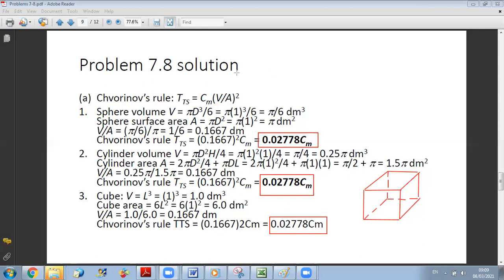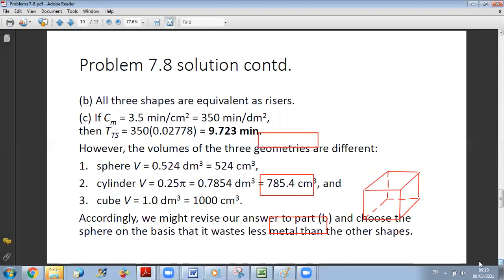Okay, so here what we can do if we compare the volumes, you have for the sphere it's pi over 6. Okay, for the cylinder it's pi over 4, and for the cube it's 1. So of course the smallest volume is for the sphere. Okay, so we will select here the sphere because you have the same solidification time, but you have the lowest volume for the sphere. So first choice is sphere. Between cylinder and cube, you can choose the cylinder because also it has smaller volume.